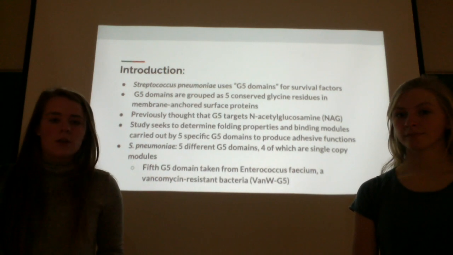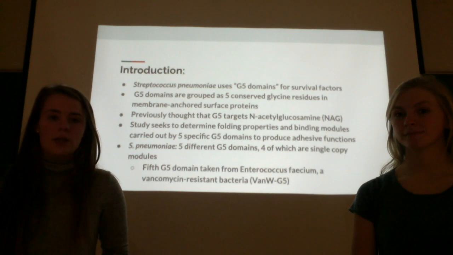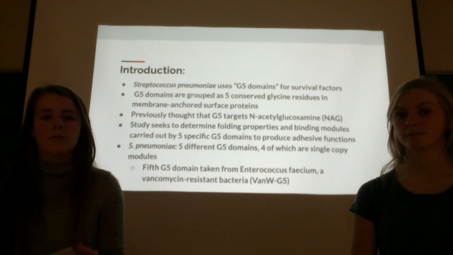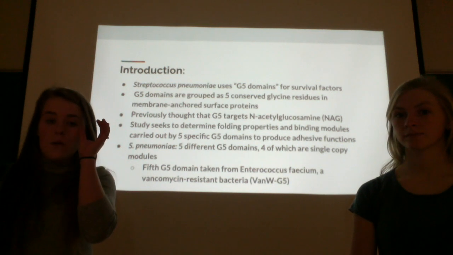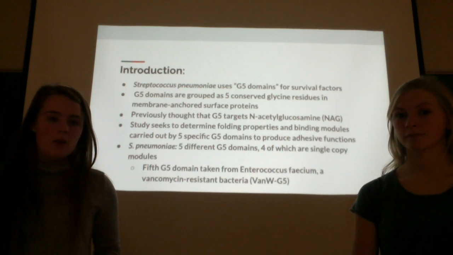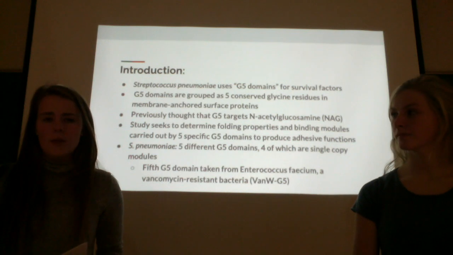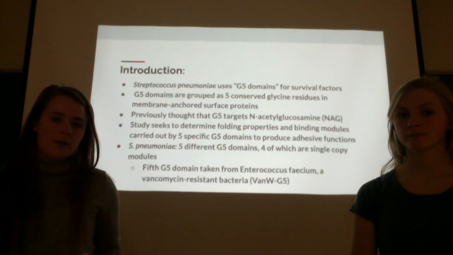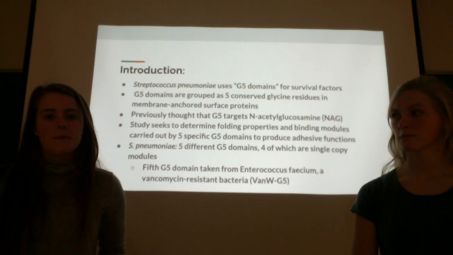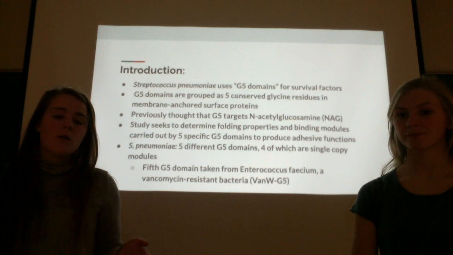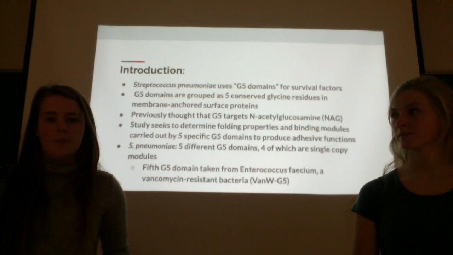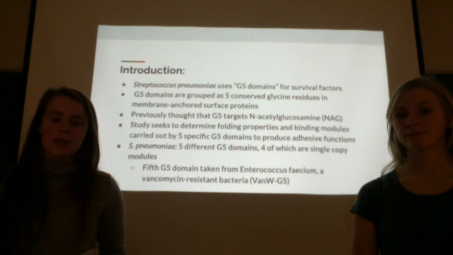G5 domains are grouped as 5 conserved glycine residues in membrane-anchored surface proteins. Previously, they assumed that N-acetylglucosamine, or NAG, was the primary ligand used by these G5 domains. But this article sought to determine whether or not that was actually the true case. This study also determined the different folding properties of G5 domains and how that impacted their binding modules and their adhesive functions.